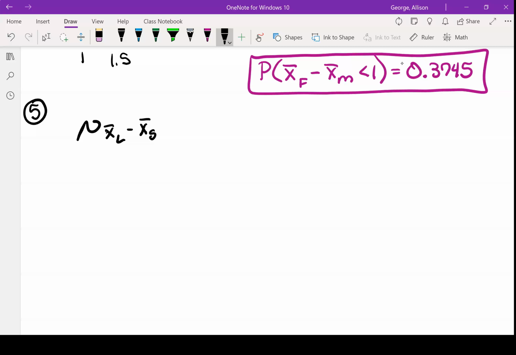All right, so to do this, we would do the mean of the Leghorn minus the mean of the Sussex. So mean of the Leghorn is 0.75. Mean of the Sussex is 0.45. When I subtract those, I get 0.3. Yes, Mike is right.